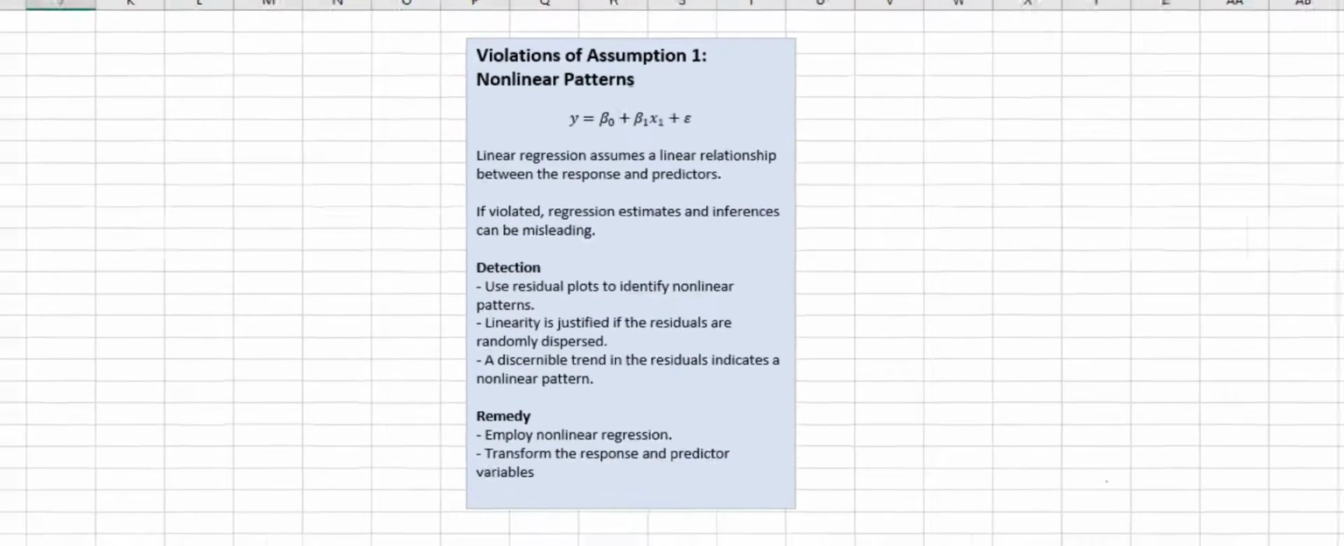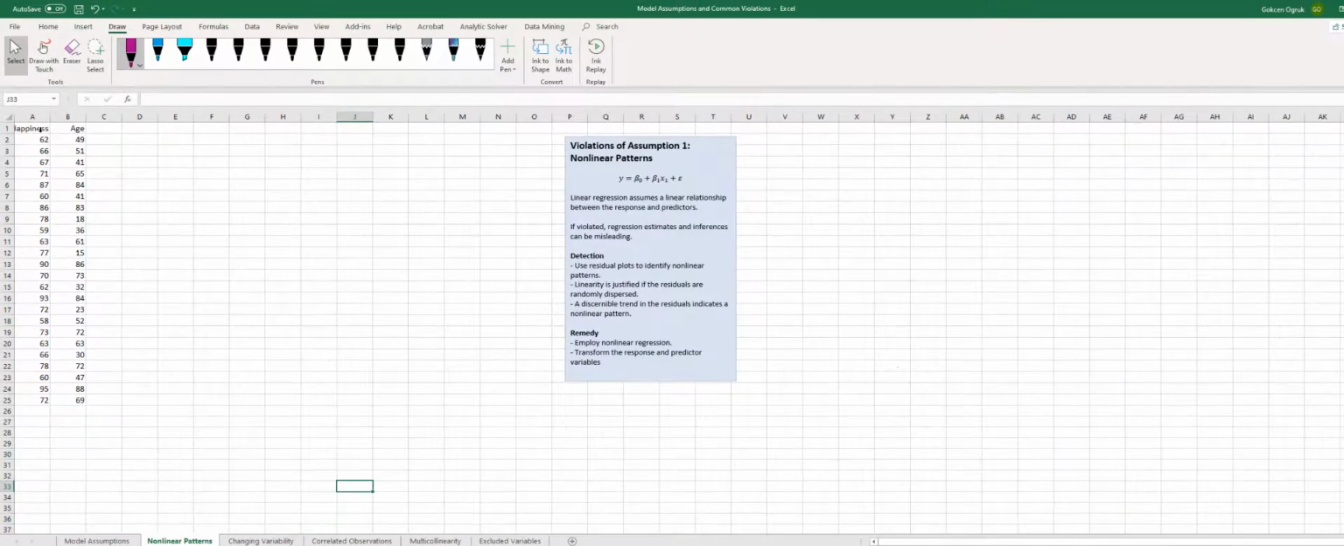In this section, we will analyze the happiness data. A sociologist wishes to study the relationship between age and happiness. So he interviews 24 individuals and collects data on age and happiness, measured on a scale of 0 to 100. So here, happiness is equal to beta 0 plus beta 1 age plus epsilon. And the regression model is going to estimate beta 0 and beta 1.